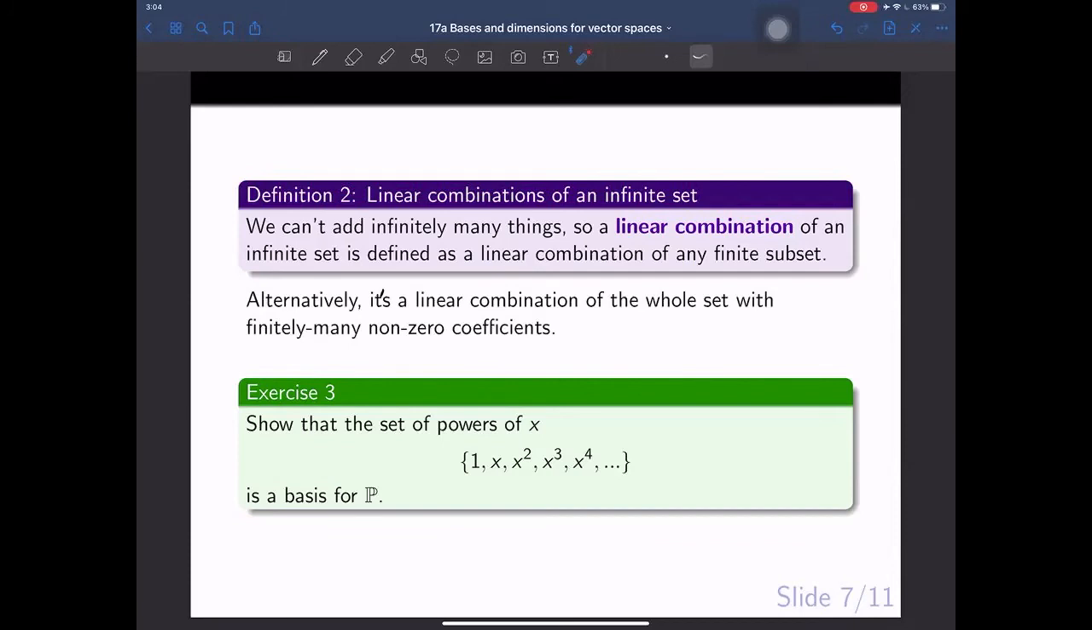For the vector space of all polynomials, we will show that this set of powers of x is a basis for P. This is in fact called the standard basis for P.